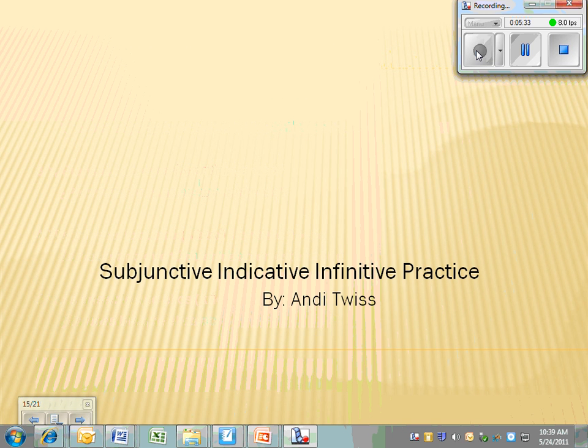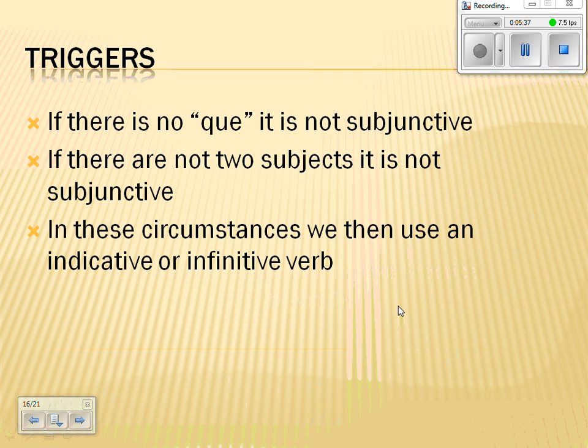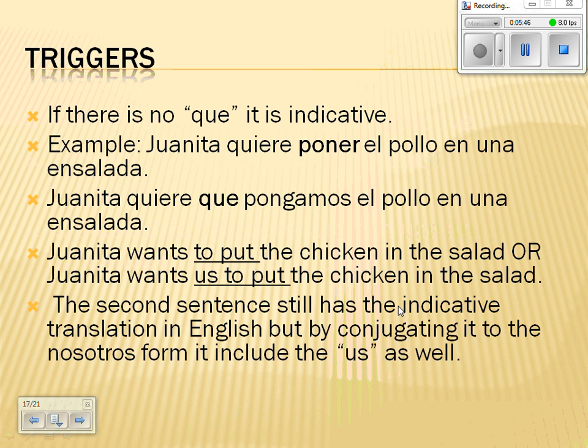Subjunctive, indicative, and infinitive practice. Triggers for subjunctive. If there is no que, it is not subjunctive. If there are not two subjects, it is not subjunctive. When there is no que, it's indicative. For example, Juanita quiere poner el pollo en una ensalada, or Juanita quiere que pongamos el pollo en una ensalada. Juanita wants to put the chicken in the salad, or Juanita wants us to put the chicken in the salad.